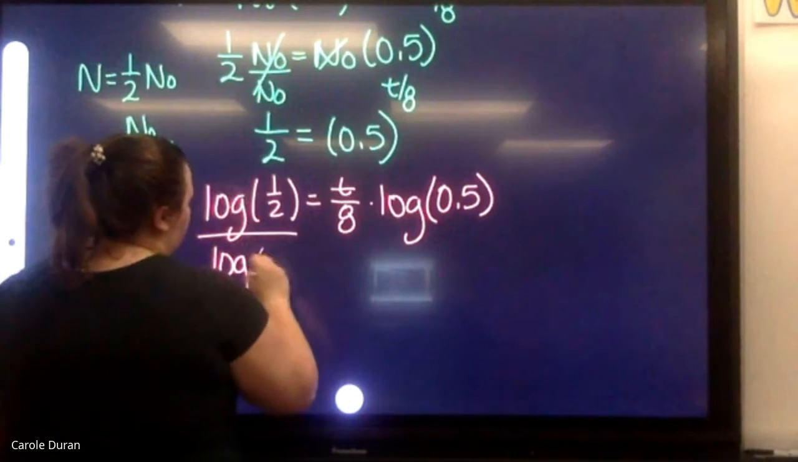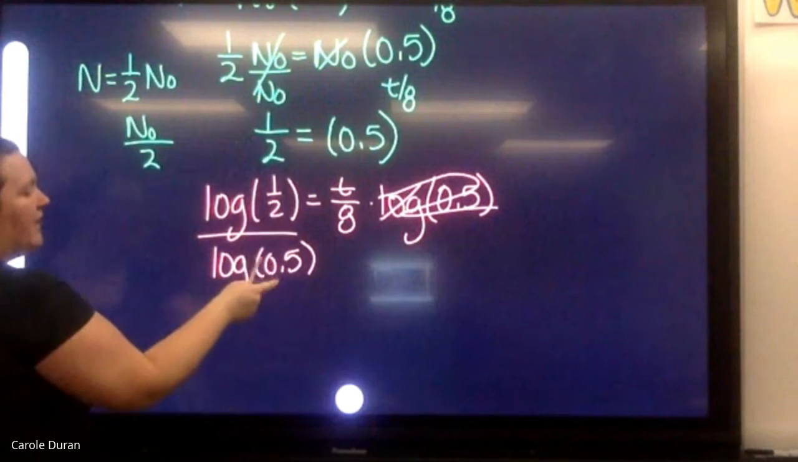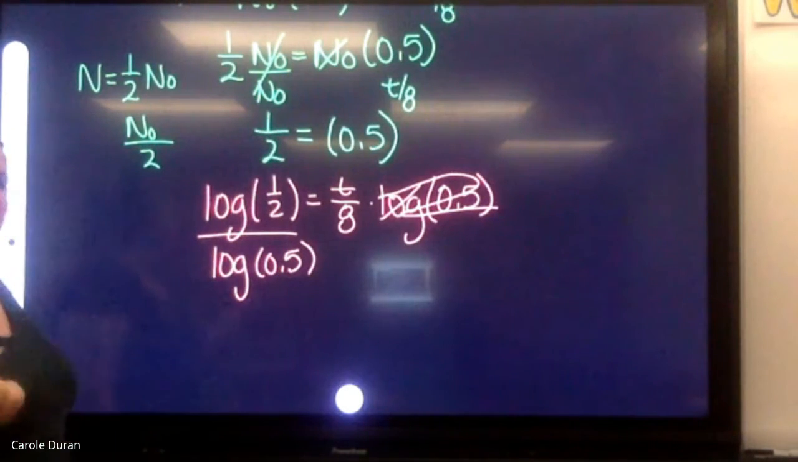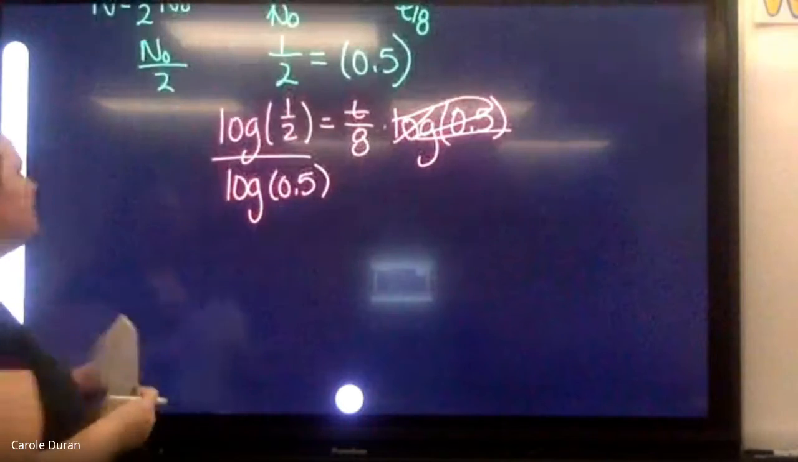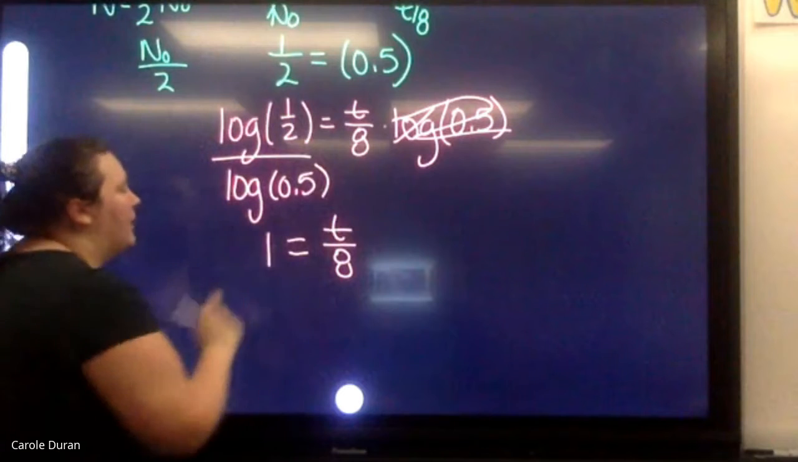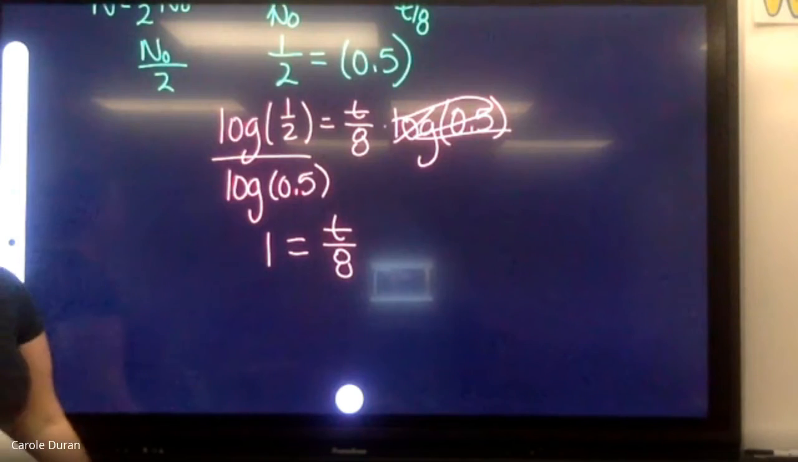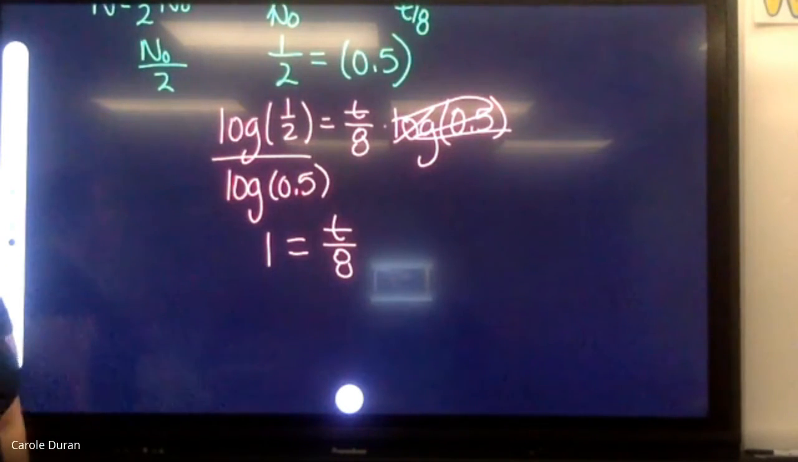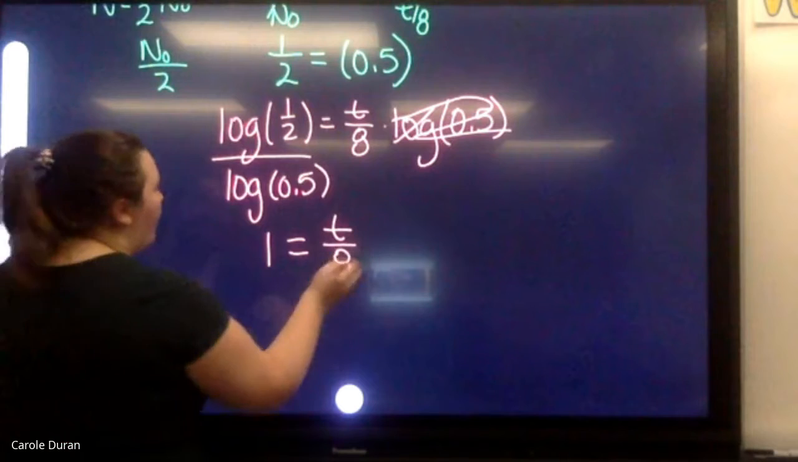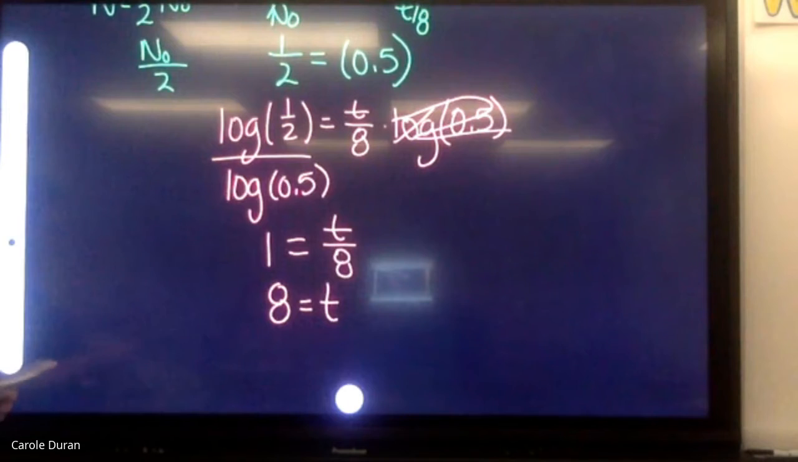When I do, I recognize that log of 1/2 and log of 0.5 are the exact same. So they're going to go ahead and cancel each other out, and I'm just going to have a 1 equals t divided by 8 because the fraction 1/2 and the decimal 0.5 are the exact same. You could also put it in your calculator, and you're going to get 1 as an answer. So then I have 1 equals t divided by 8. To get t by itself, I multiply the 8 over, and I get 8 equals t. Which means that the half-life for this specific problem is 8 days.